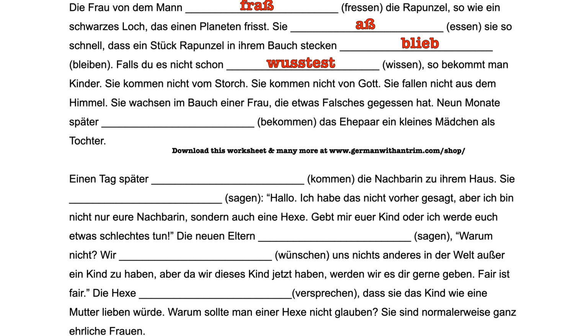9 Monaten später, bekommen in the simple past, das Ehepaar ein kleines Mädchen als Tochter. Ehepaar, while it does represent more than one person, Paar is a singular noun, so we use the singular form of bekommen. Bekommen is an irregular verb, so we use here the irregular stem, bekam, as our er-sie-es form of the verb. Einen Tag später, insert word for kommen, die Nachbarn zu ihrem Haus.